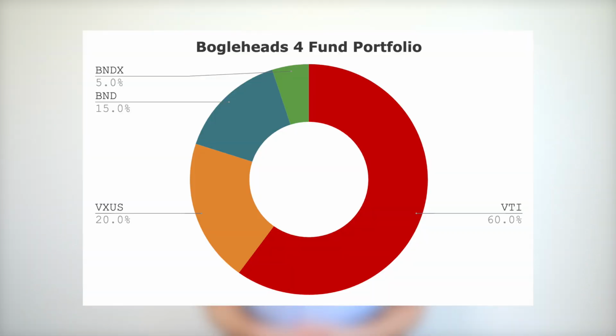Using entirely low-cost Vanguard funds, we can construct an 80-20 allocation of the Bogleheads 4-fund portfolio pie like this: VTI at 60%, VXUS at 20%, BND at 15%, and BNDX at 5%.